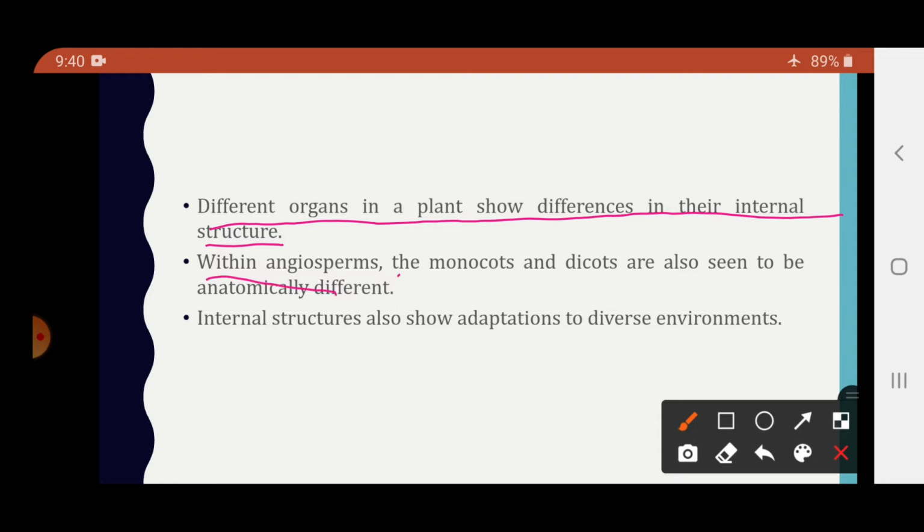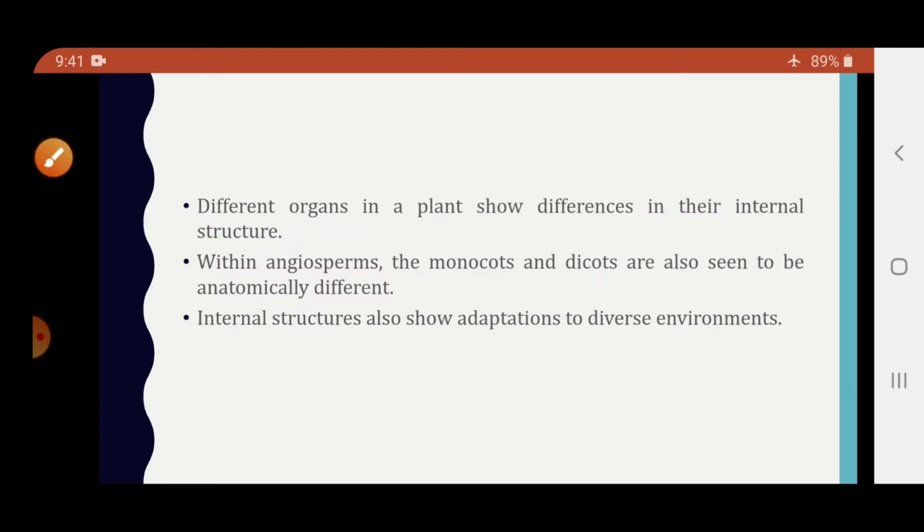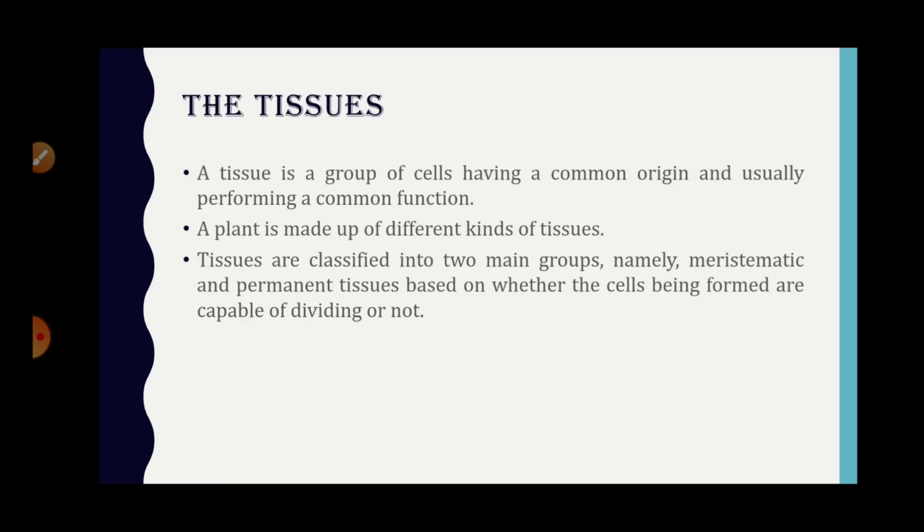Within angiosperms, the monocots and dicots are also seen to be anatomically different. Internal structures also show adaptations to diverse environments. So basically there are internal structure variations, but in certain cases these adaptations are due to the variety of the environment, the different environments in which they are found. So that was regarding the introductory part of this chapter.